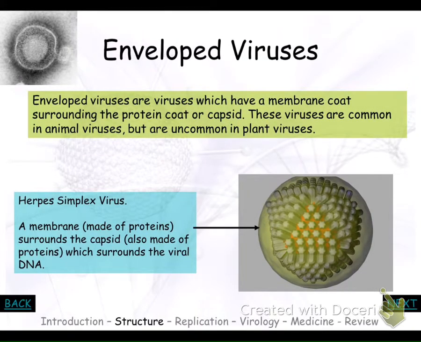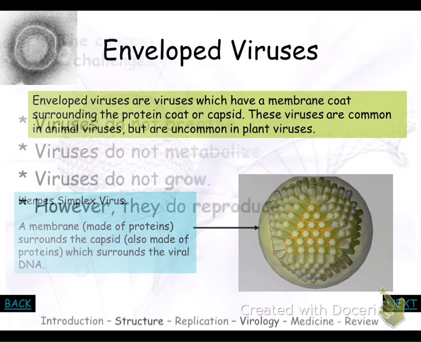We also have something called an enveloped virus. They're viruses that have a membrane coat surrounding the protein coat or capsid. These are common in animal viruses, but not common in plants. Typically, this membrane coat is made of proteins, and it surrounds a capsid also made of proteins, which then surrounds the genetic material, whether that be DNA or RNA.